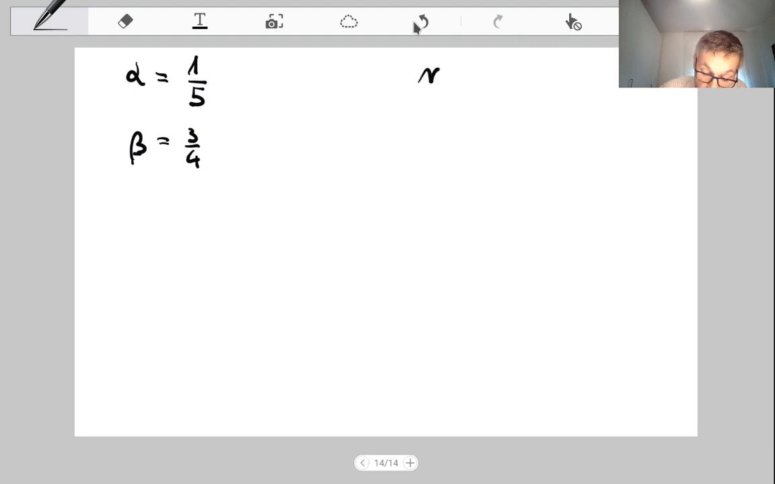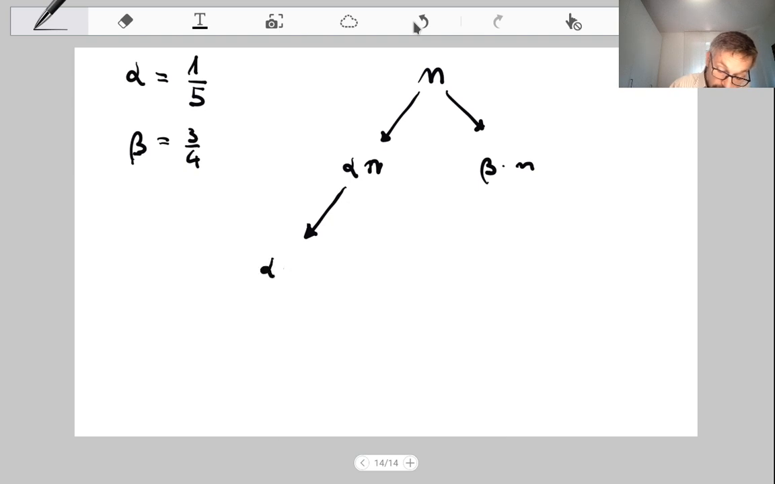So we will start with n elements in the first call. The left call will end up dealing with alpha multiplied by n elements. The right call, so the second call, will end up dealing with beta multiplied by n elements. And if we go down, we see alpha square multiplied by n elements. So again we multiply n by alpha, by alpha again, and we end up with alpha square multiplied by n.